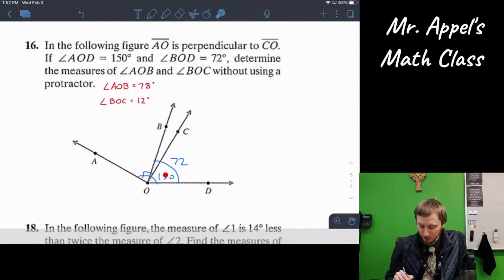And to get BOC, I only have things that overlap, so I would have to take 150 minus the 90 to get this much, and now I can take 72 minus COD to get BOC. Okay?